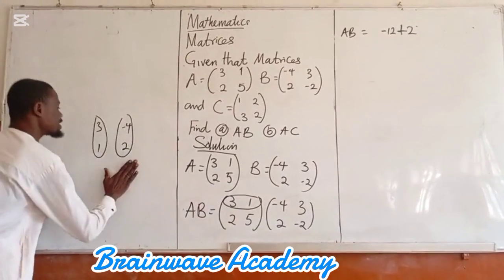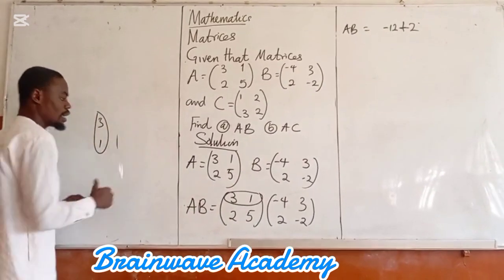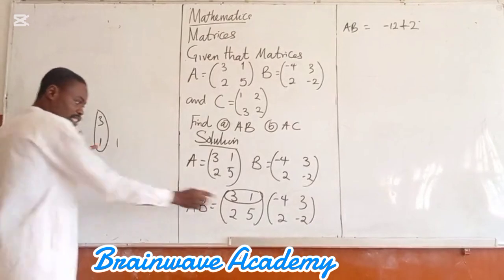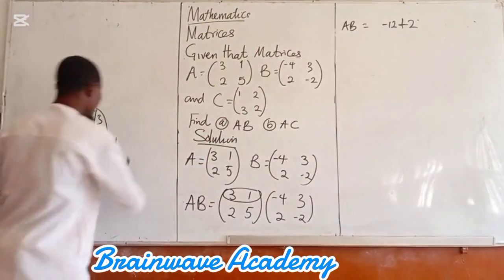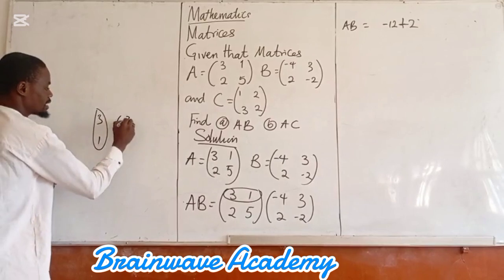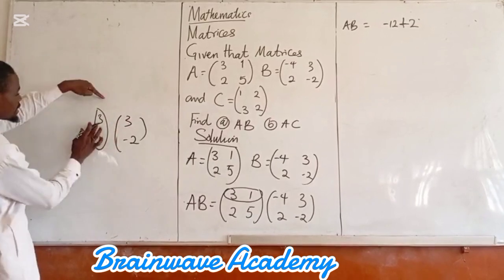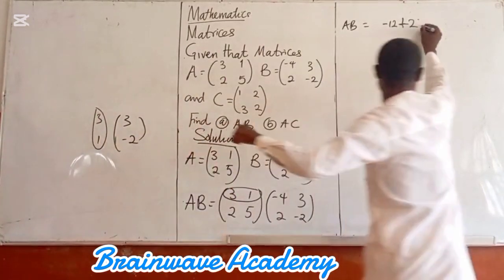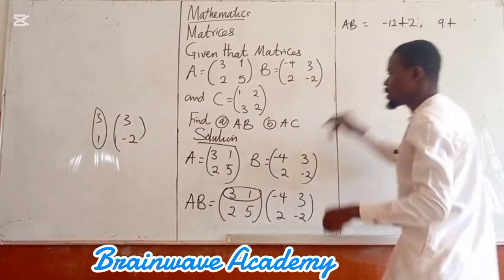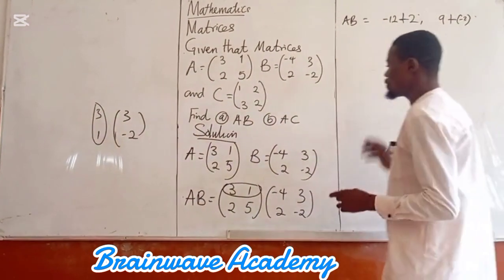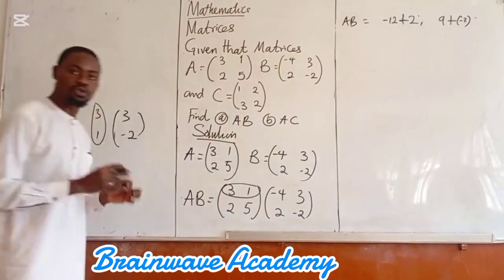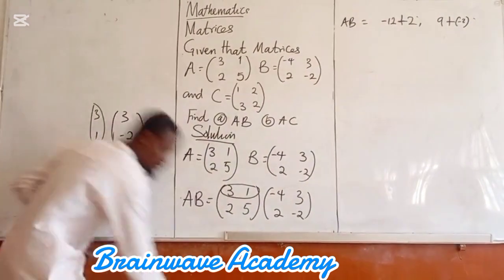Now I replace it with the second column, still using the same first row to multiply the first and the second column. The second column is 3 and -2. Then 3 times 3 is 9, plus 1 times -2 is -2. I'm done with the first row.